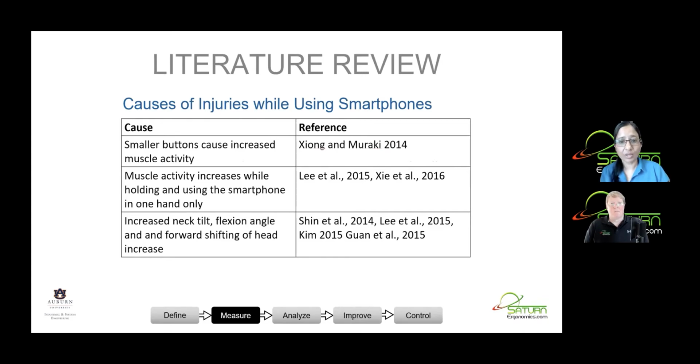Some researchers, like Xiong and Muraki in 2014, established that smaller buttons cause increased muscle activity, and the muscle activity increases while holding and using the smartphone in one hand only, which was established by Lee et al. in 2015 and Z et al. in 2016. Other researchers have also noticed increased neck tilt, flexion angle, and forward shift of the head. People are facing these types of problems when they use smartphones.